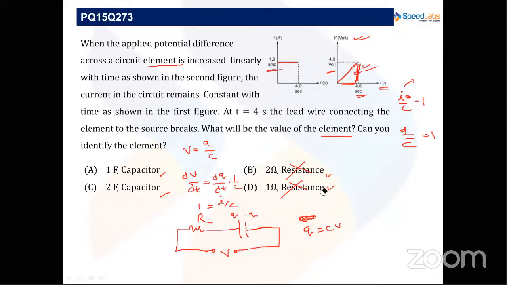Is there any confusion? Let me explain again what I did. The potential difference was across that element, and that element is a capacitor. So the potential difference is basically Q by C. So I just found dV by dt, that is change in voltage divided by change in time, which is coming as 1 from the graph, equal to dQ by dt which is I into 1 by C. The capacitance is constant, and if you put the value of I as 1 here, the value of C will come. Let's do the next question.